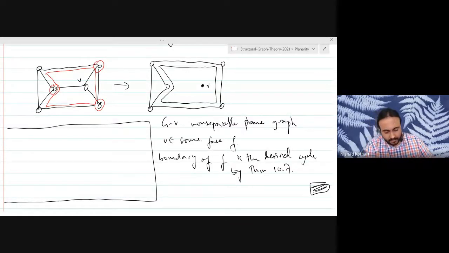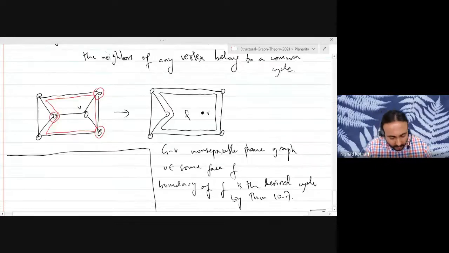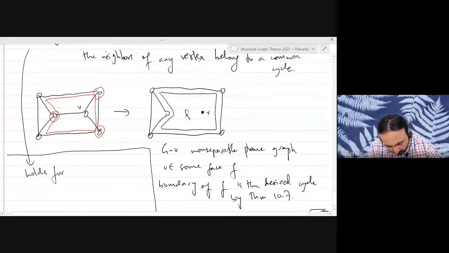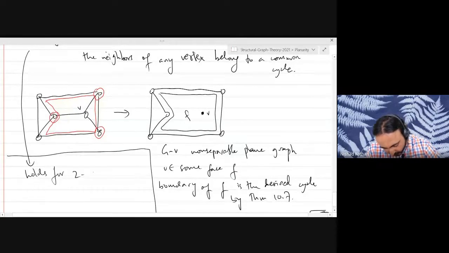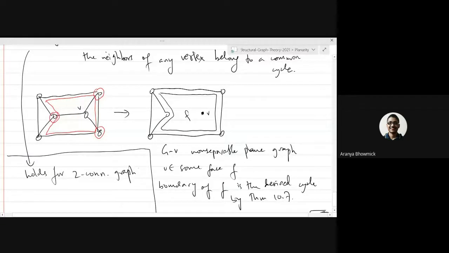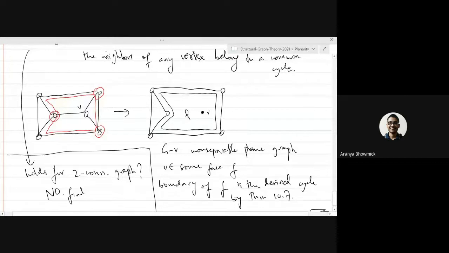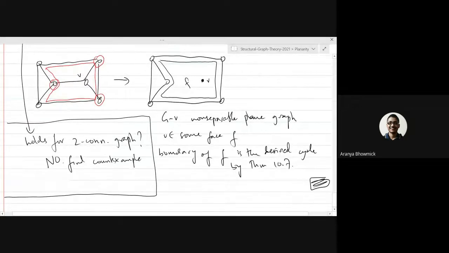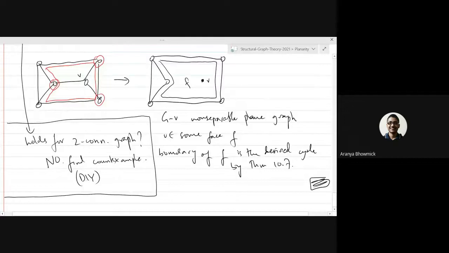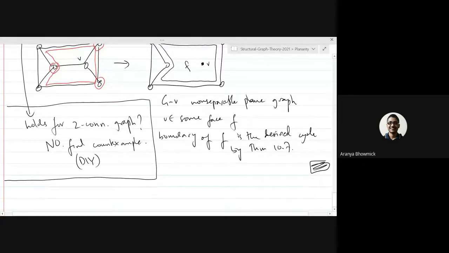Okay. So what about 2 connected graphs? Does this statement hold for 2 connected graphs? No, sir, it doesn't. Okay. Good. I think I see a counterexample, but I'll just give it as a do-it-yourself. Sir, I think it is very easy to see, because a 2 connected graph has no cut vertex. We can take two disjoint copies of K5, and suppose U is a vertex in the first K5 and V is a vertex in the other K5 component, and we join them.